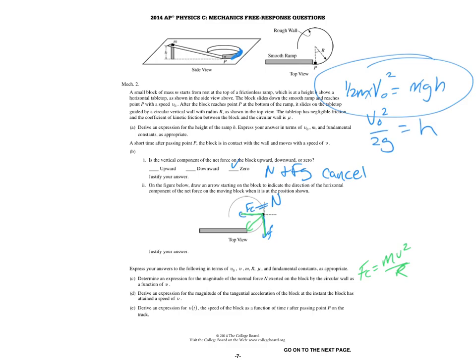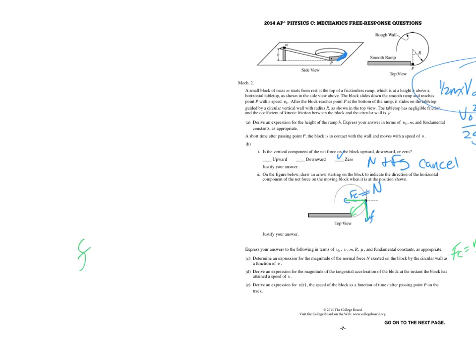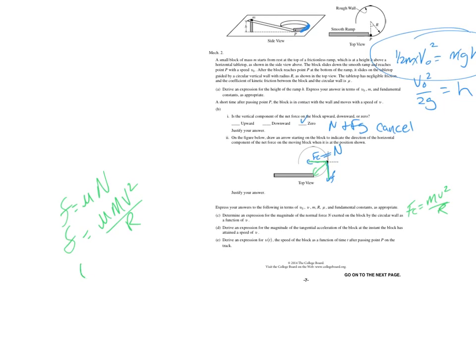For part D, derive an expression for the magnitude of the tangential acceleration of the block at the instant the block has attained a speed v. So basically, friction is equal to mu times the normal force, which in this case is equal to mu times mv squared over r. Friction's the only force acting on it, slowing it down, so it's equal to ma. And if you notice, the m's cancel, and so our acceleration is going to be mu v squared over r.